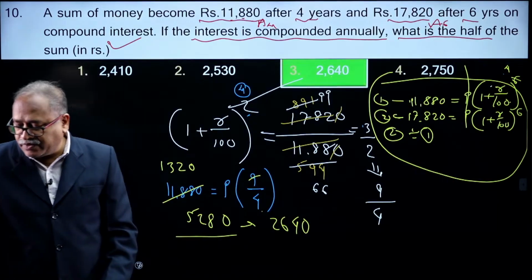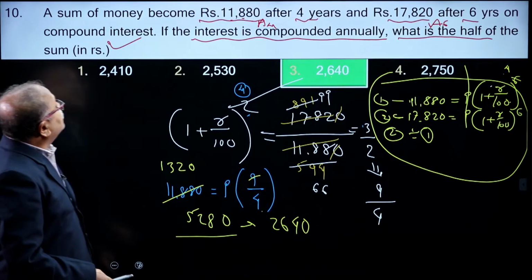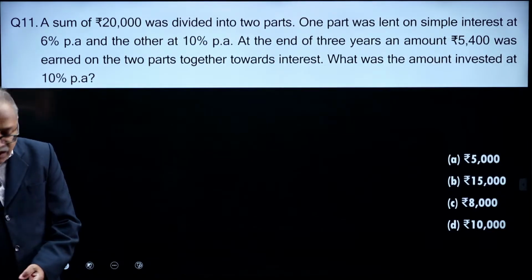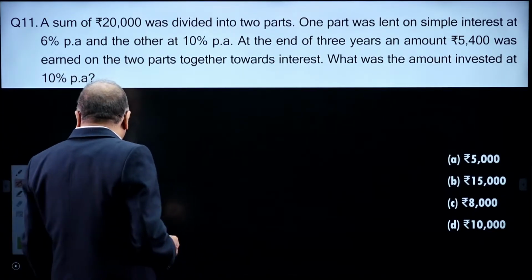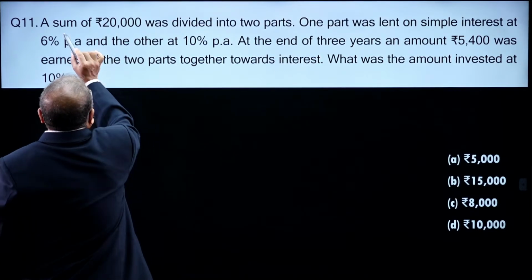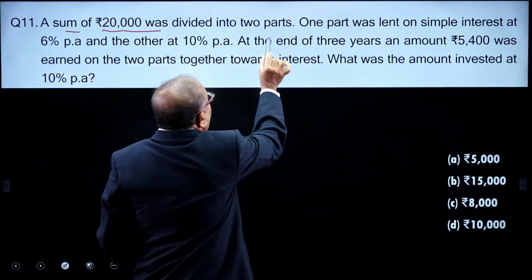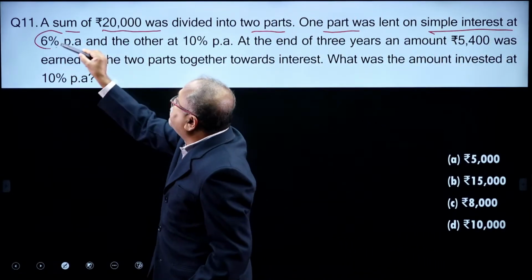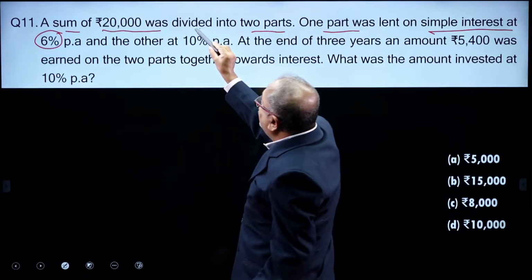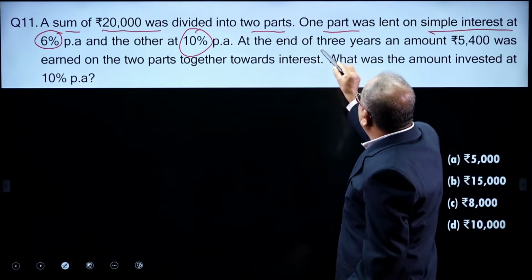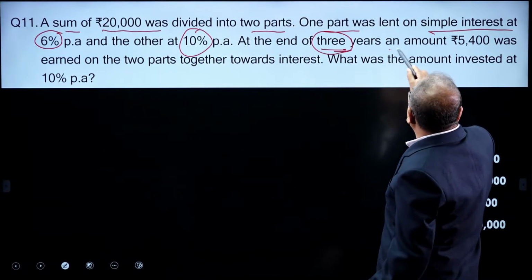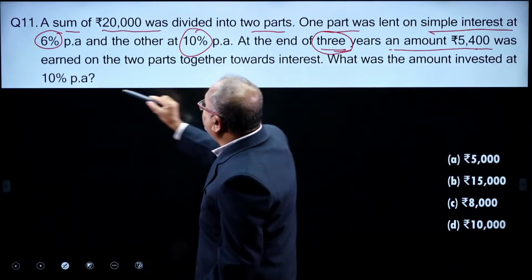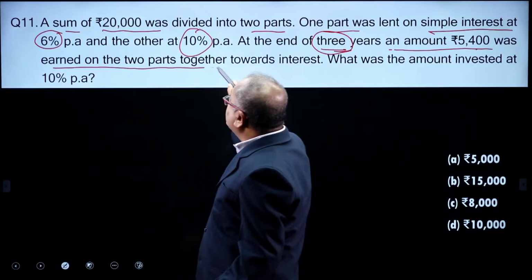Moving on to the next question, my dear friends. Let me read the question and then I will give time for you. A sum of rupees 20,000 was divided in two parts. One part is lent at simple interest at 6% per annum, simple interest, okay, and the other is at 10% per annum. At the end of 3 years, an amount of rupees 5,400 was earned from the two parts together.